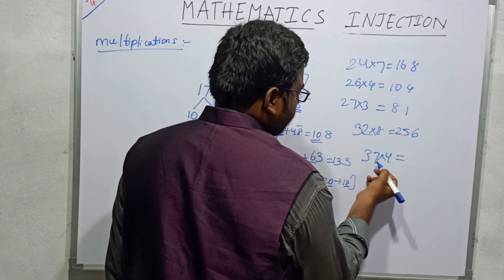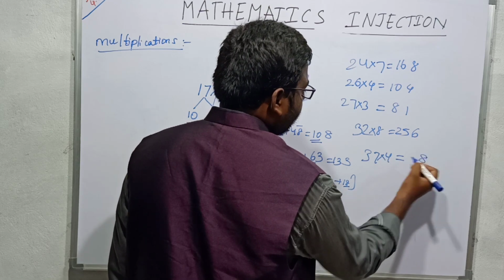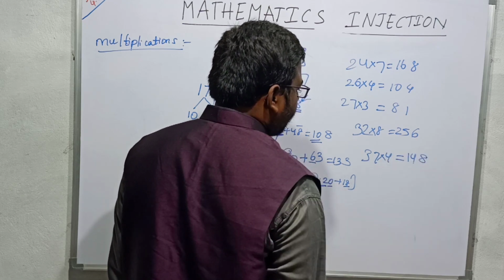that means 3 4s are 12, 4 7s are 28. 8 here, 12 plus 2 is 14, so 148. This is the answer.